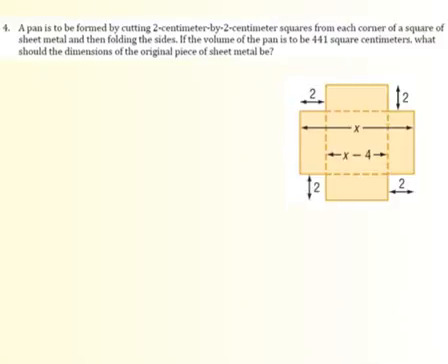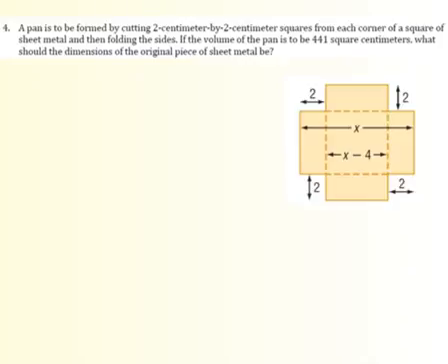Alright, a pan is to be formed by cutting 2 centimeter by 2 centimeter squares from each corner of a square sheet of metal, then folding up the sides. If the volume of the pan is to be 441 square centimeters, what should the dimensions of the original piece of sheet metal be? So we want to know what X is.